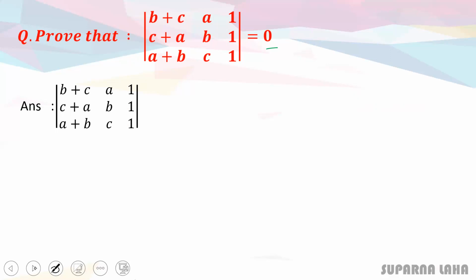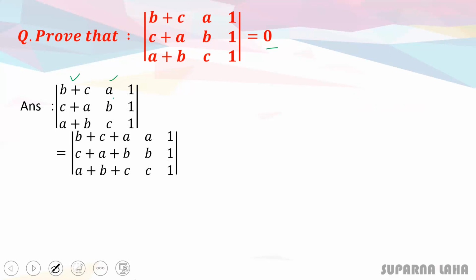Now check that. If we add column 1 and column 2 and replace column 1 by C1 plus C2, what will we write? B plus C added with A, that means A plus B plus C. C plus A added with B, that is A plus B plus C. A plus B added with C, A plus B plus C. So I'm doing C1 dash is equal to C1 plus C2.